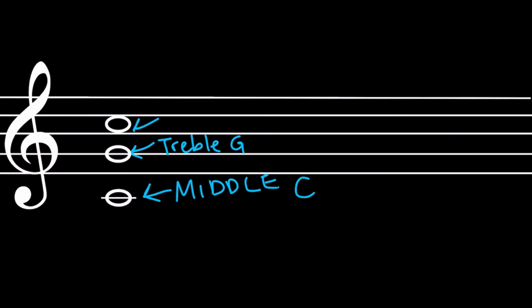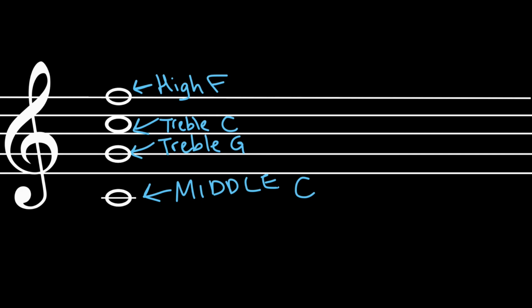The next note to remember is treble C. It is on the third space of the treble clef. Remember, F-A-C-E from face. And then the fourth landmark note is F, and it's located on the very top line of the treble clef. And I think this one's easy to remember because it's just on the very top line. So that's what makes it special.